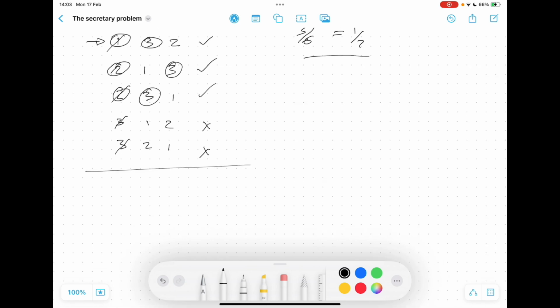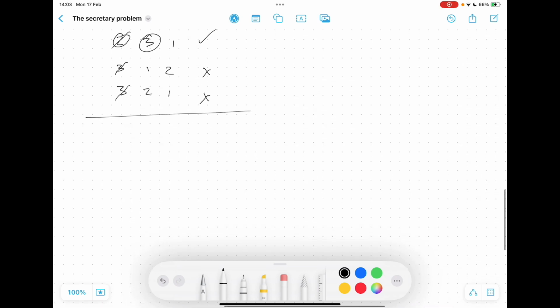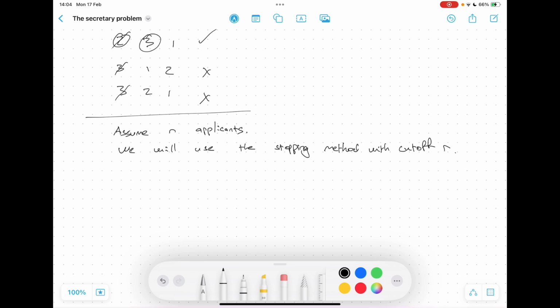So I'm going to write down the conditions. Assume N applicants, so this number is known beforehand. We will use the stopping method, a bunch of names like the 1/e or whatever, method, with cutoff point R. We will reject all the applicants from 1 to R included, just to make it easier, and then we will apply the method on R plus 1 to N. Next, we can assume, all right, let's call him John, be the best applicant.